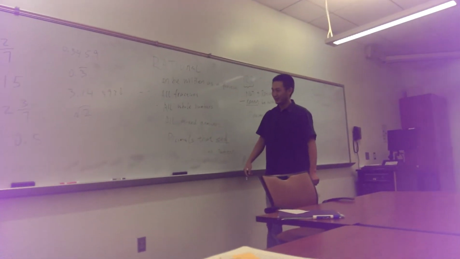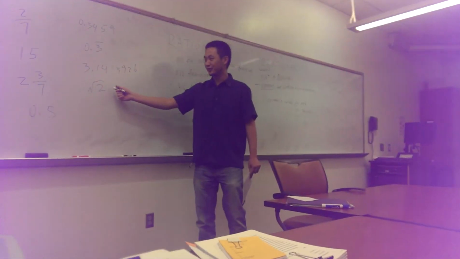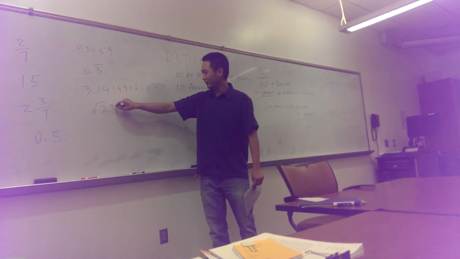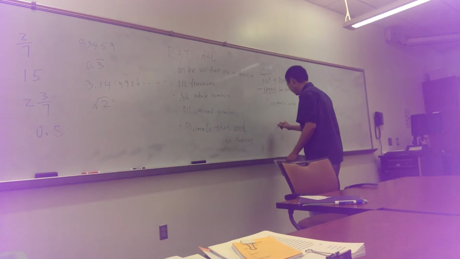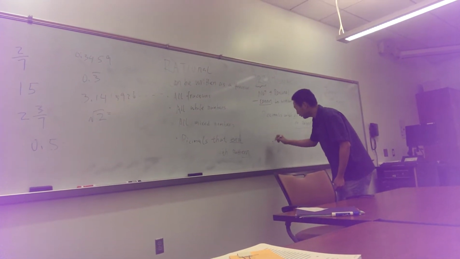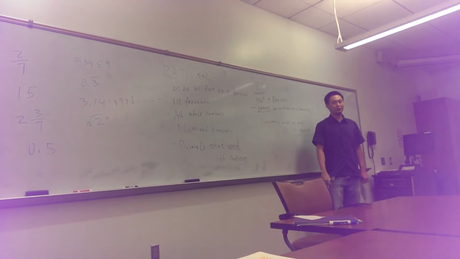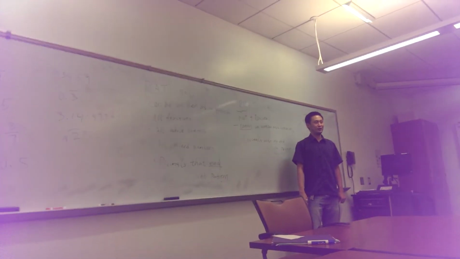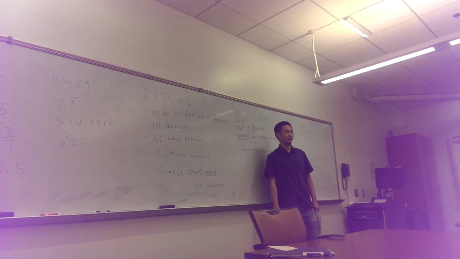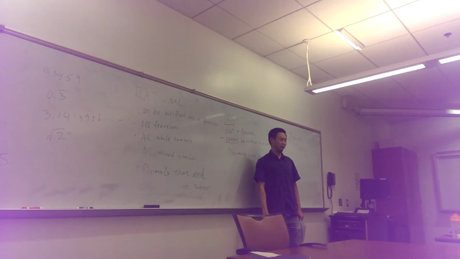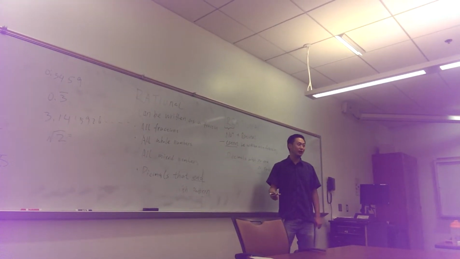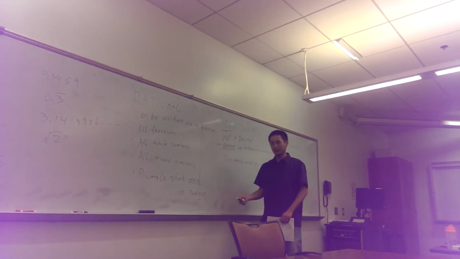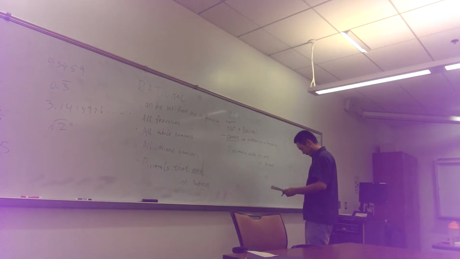What about the square root of 2? Irrational. So all the square root numbers are irrational? No. Can you make an example that is not an irrational square root? 25. Yeah. So we cannot say all. We say many square roots are irrational.